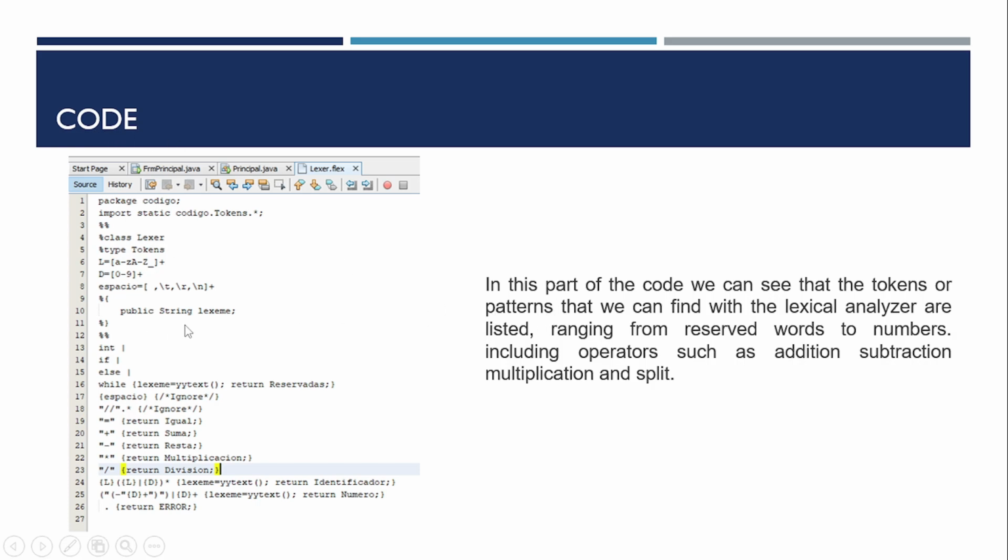We have the code. This is for the lexer .flex file. In this part of the code, we can see that the tokens or patterns that we can find with the lexical analyzer are listed, ranging from reserved words to numbers, including operators such as addition, subtraction, multiplication, and division, as we can see here.